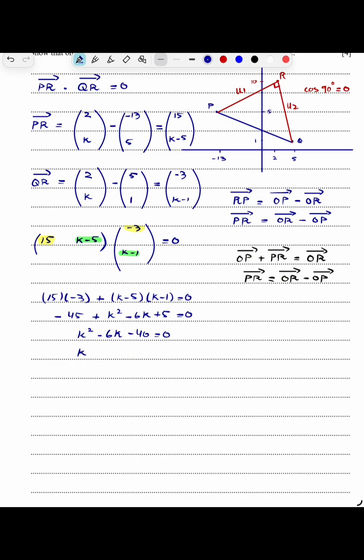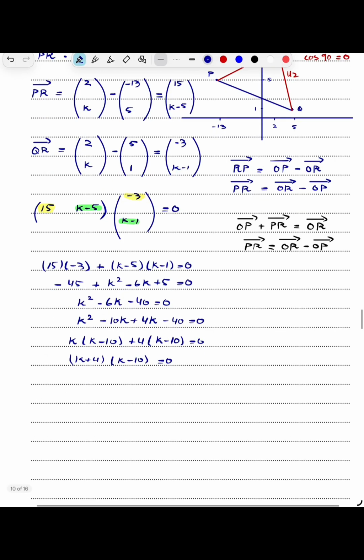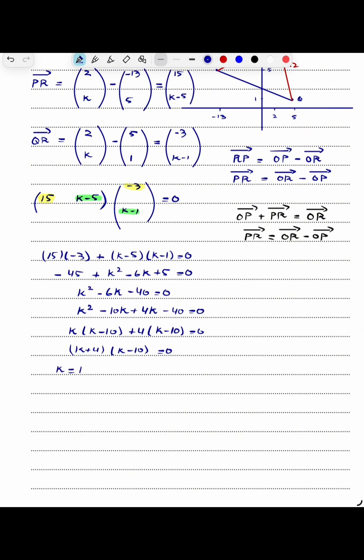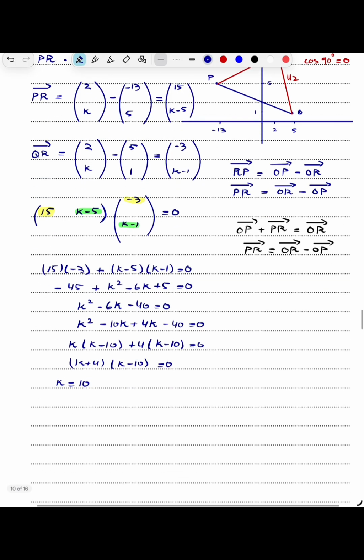Therefore we have 40. Okay, we'll have 4 tens are 40, right? So we'll get two roots. Minus 10k plus 4k minus 40 is equal to 0. So k(k - 10) plus 4(k - 10) is equal to 0. So (k + 4) and (k - 10) is equal to 0. So we have two values. k is equal to 10, which we already knew, and the other value is k equals minus 4.